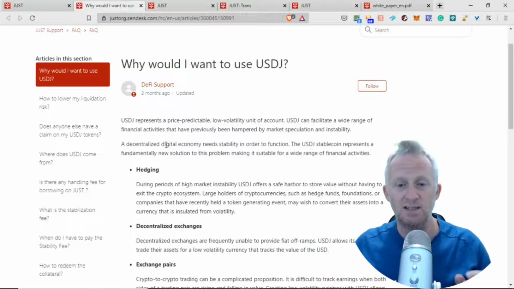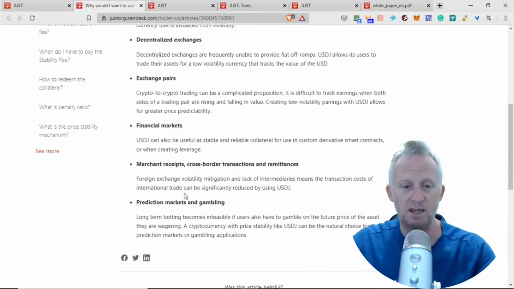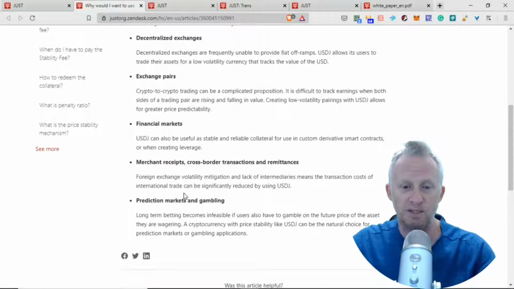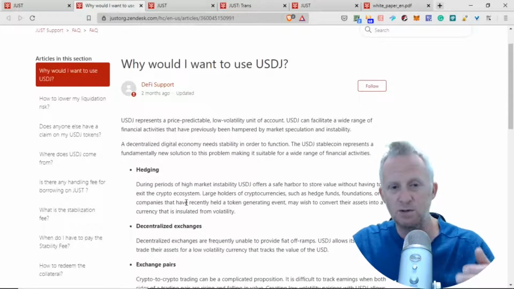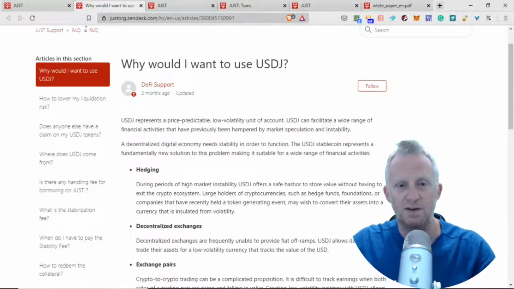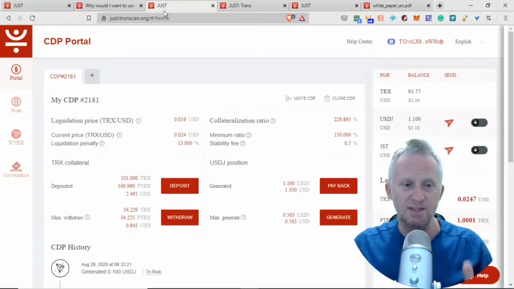The USDG stablecoin represents a fundamentally new solution to this problem, making it sustainable for a wide range of financial activity: hedging, decentralized exchanges, exchange pairs, financial markets, merchant receipts, cross-border transactions and remittance, prediction markets, and gambling. So they present you a variety. I'm going to put the link of why I would use USDG. So this is the main topic, the main utility, the main interface that you're going to interact with.